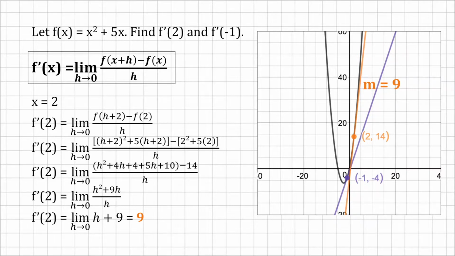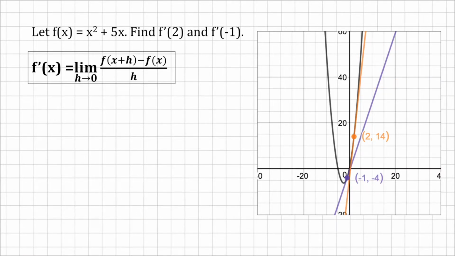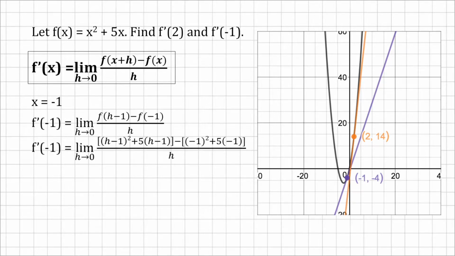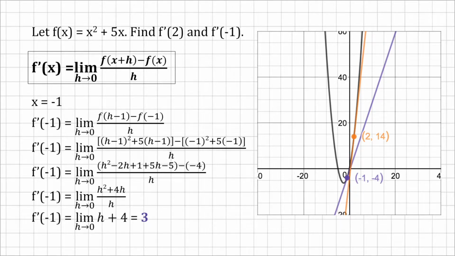Moving on to the second question, we do the same process. By substituting negative 1 to the derivative function, we get this expression. And by substituting h minus 1 and negative 1 to f of x, we get the expressions for f of h minus 1 and f of negative 1. And plug them into the equation. Further simplifying, we find that f prime negative 1 is 3, which similarly means the slope of this purple tangent line is 3.